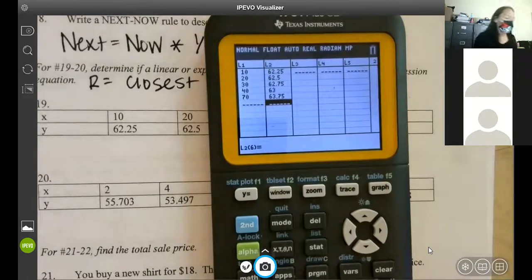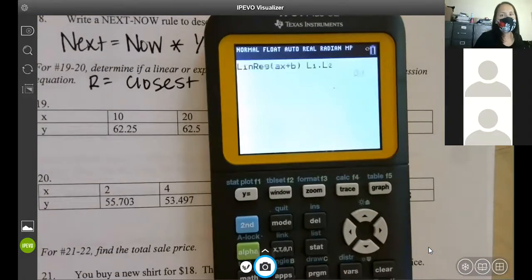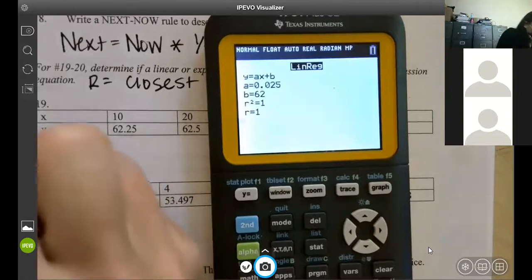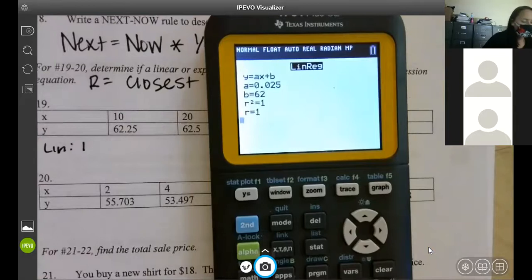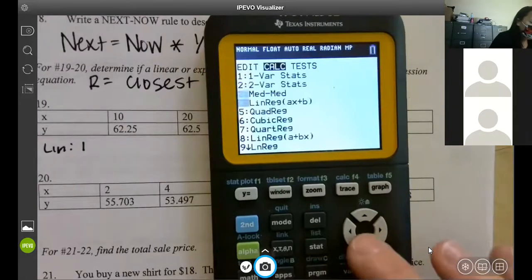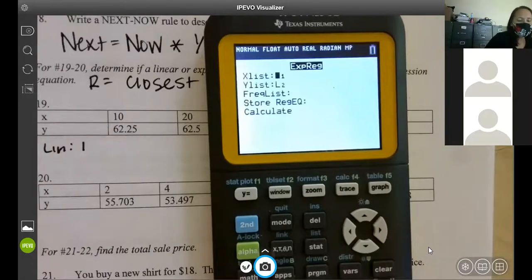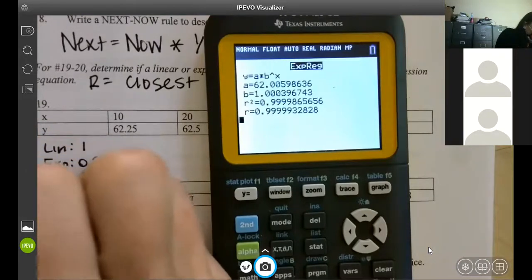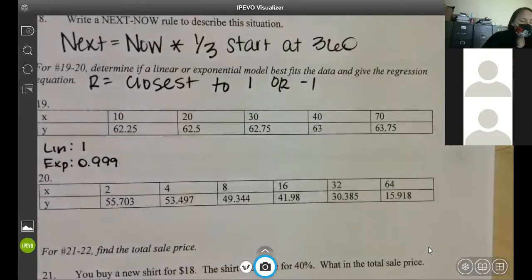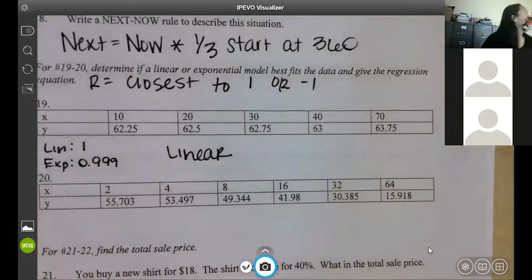All right. So remember, we got a stat calc and we try linear regression. And what I do is I just make a little note. Linear gave me a perfect 1, so I know it's going to be linear. But just in case, I check my exponential, so stat calc exponential, and I check out my R value there. And it's real close, but which one is the closest? That's what we're looking for. So this one is linear. Okay.